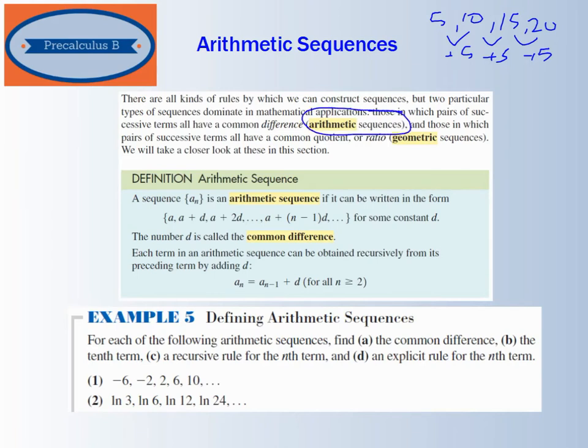And those in which pairs of successive terms have a common quotient or ratio, we call a geometric sequence. That would be like having 2, 4, 8, where we're multiplying by 2 each time. We have this common ratio between them, or we could divide. The second term divided by the first gives me 2. The third divided by the second gives me 2, etc. We have this common quotient.